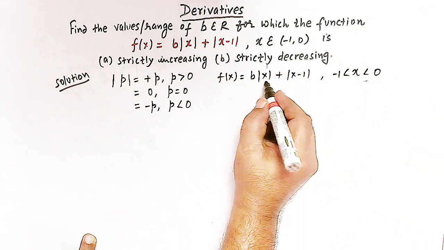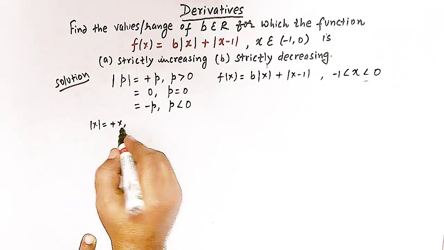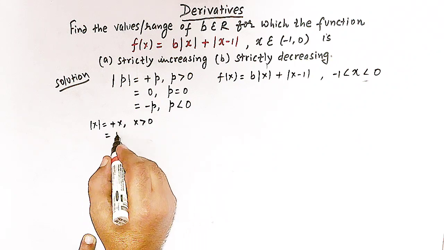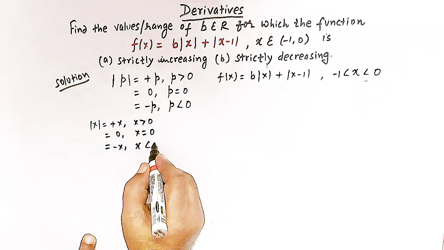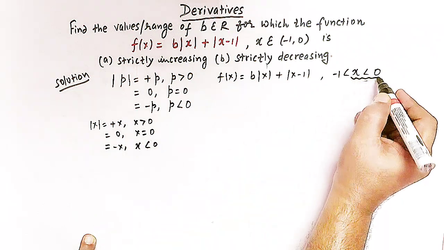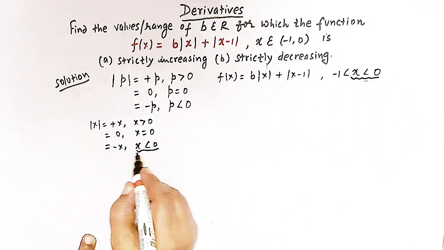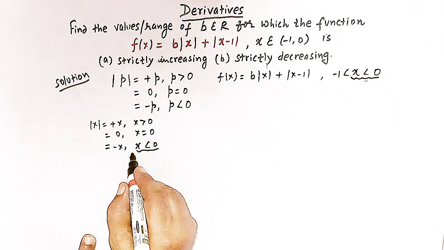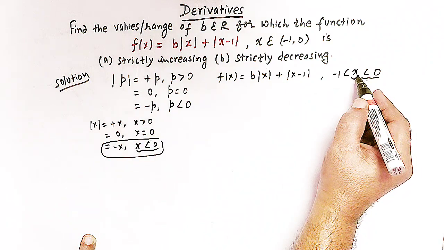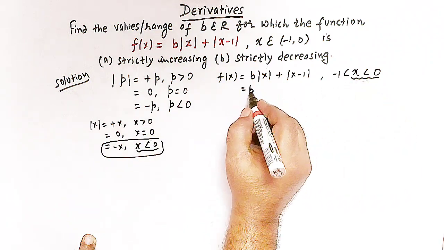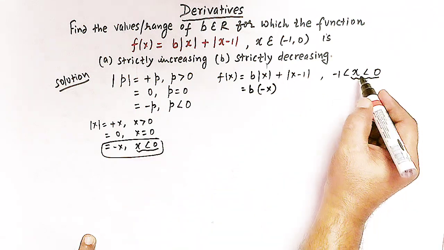Now see, here we have mod of x. Mod of x can be defined as positive x whenever x is greater than 0, 0 whenever x is equal to 0, and negative x when x is less than 0. Here we have x less than 0, so mod of x is equal to negative x. We'll make use of this part of the definition of mod of x in this interval. So we can now write b, and here we can write negative x, because x is less than 0 in this interval.